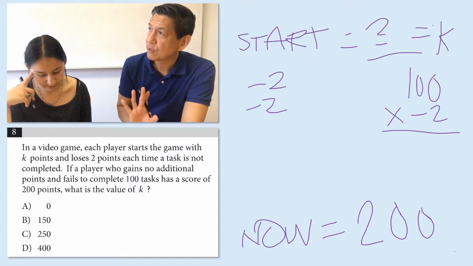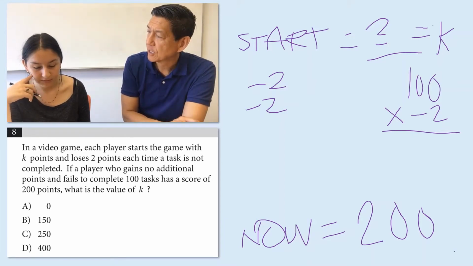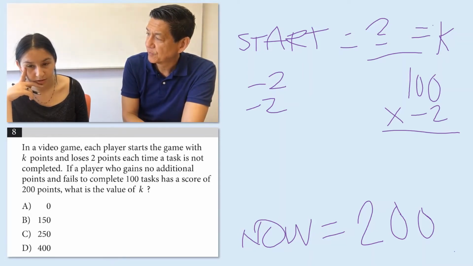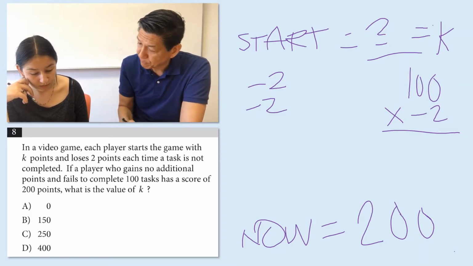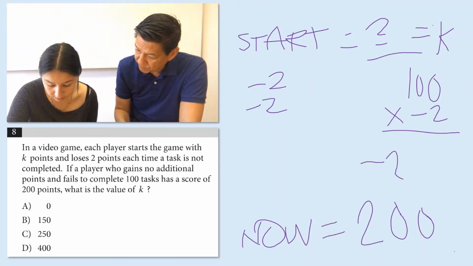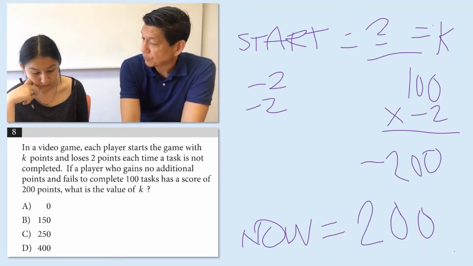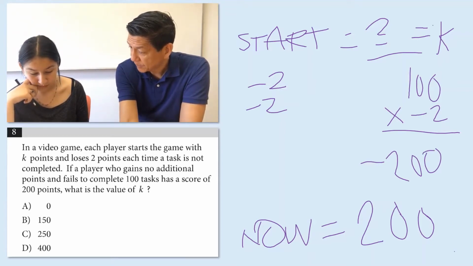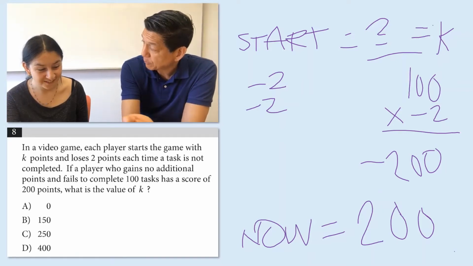So if a student loses 2 points 100 times, what's all the points together that the student's going to lose? 200? Yeah. So it's going to be positive or negative 200? Negative. Negative, yeah. So it's minus 200. Okay. So the player started with a certain number of points, K, and then lost how many points? 200. And ended up with how much?